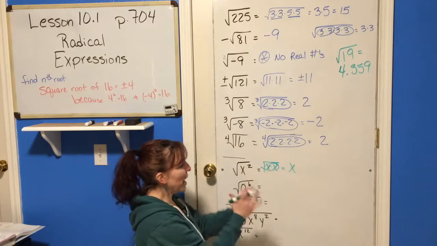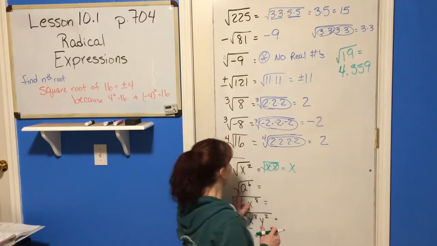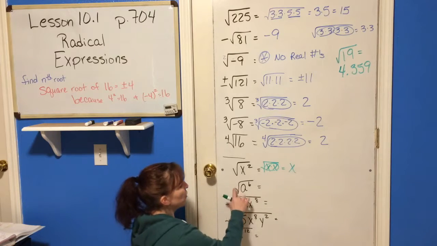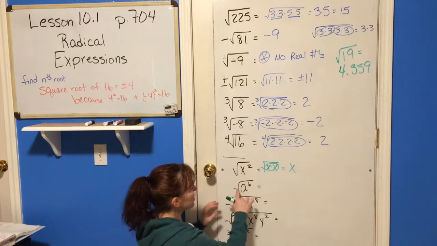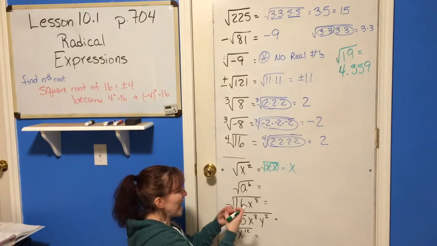Okay, so if you get a pair, you take the pair out. If you don't have a pair, it has to stay in. So in this case, you can do it a couple of different ways. I'm going to show you if you've got, you need to have two that are exactly the same.